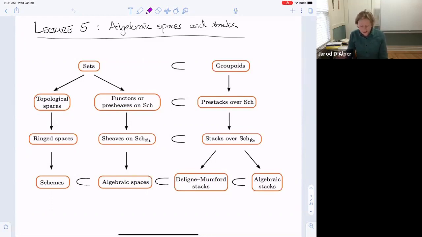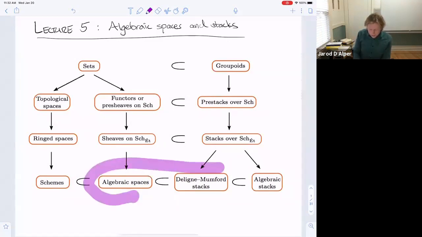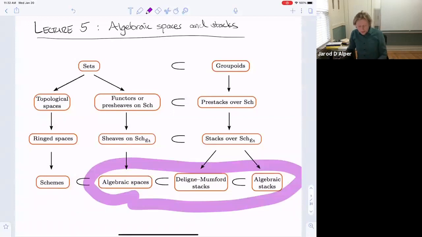Two times ago, we introduced the fundamental notion of pre-stacks. Last time we introduced stacks, and then today we're going to complete this picture by introducing algebraic spaces, Deligne-Mumford stacks, and algebraic stacks. Everything else we've covered so far. So this is an important lecture, but let's get started.